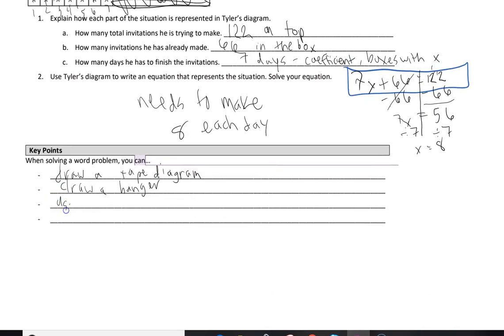So use those or whichever one you did, to write an equation. Remember, an equation always needs a variable, an equal sign, something on both sides. It's balanced. When we go to solve an equation, we're going to solve with our favorite inverse operations. And again, you guys use those tape diagrams, use those hangers if you need help.